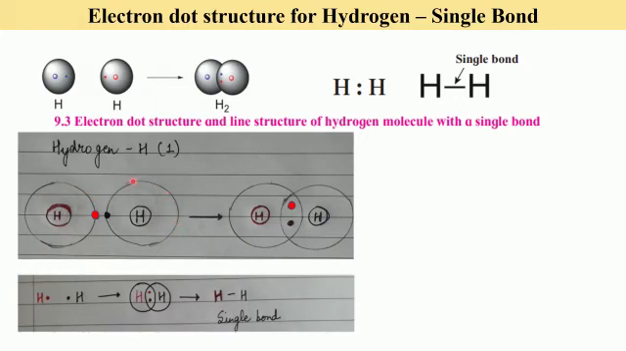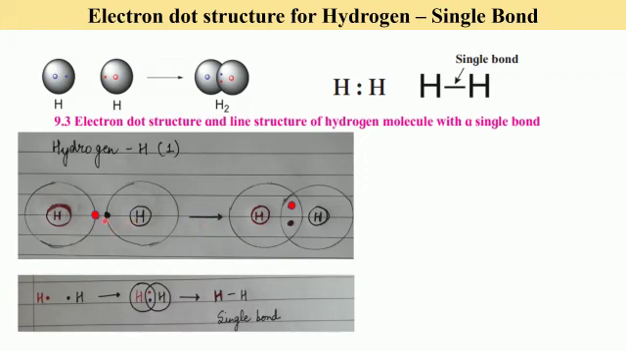So 2 hydrogen atoms have been shown. This is one atom of hydrogen. This is another atom of hydrogen. Each of them is having 1 electron each in the K shell. Electronic configuration of hydrogen is shown here, 1. They have been shown with 2 different colors here. One is red, the other is black, for better understanding.